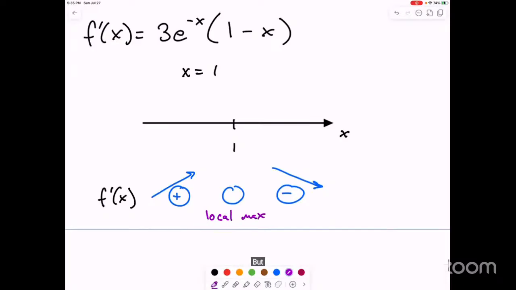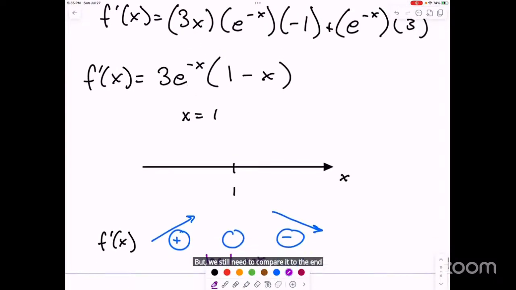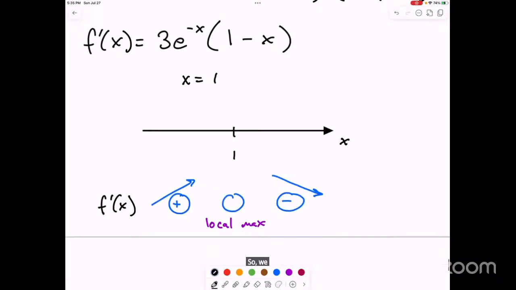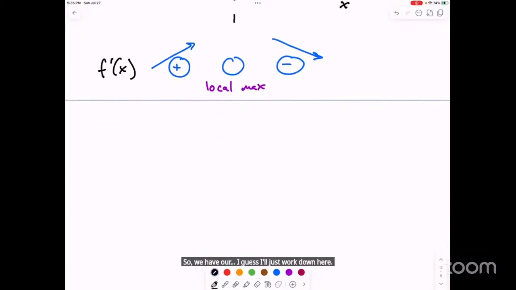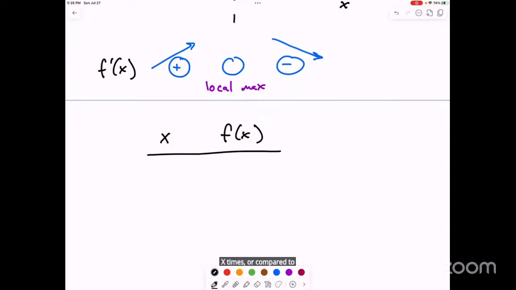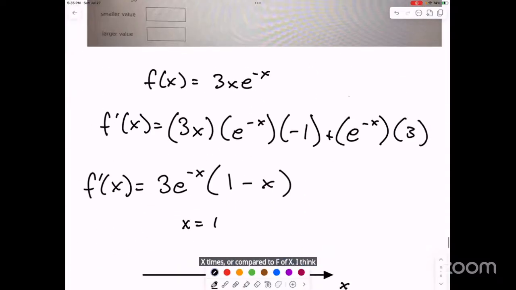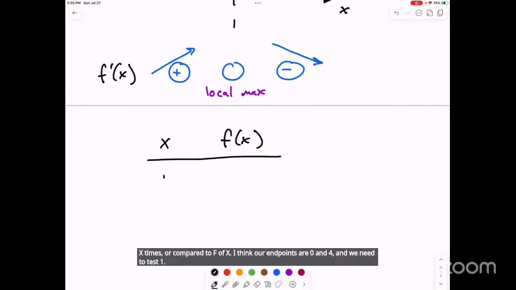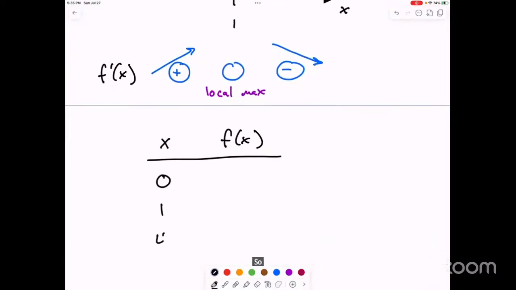But we still need to compare it to the endpoints to find the absolute max and min. I'll just work down here: x compared to f of x. Our endpoints are 0 and 4, and we need to test 1. So 0, 1, and 4 into the original.